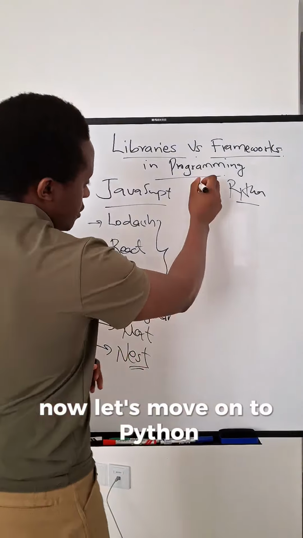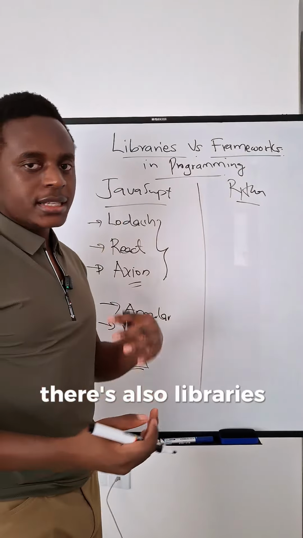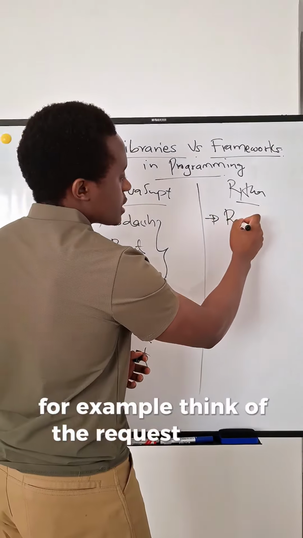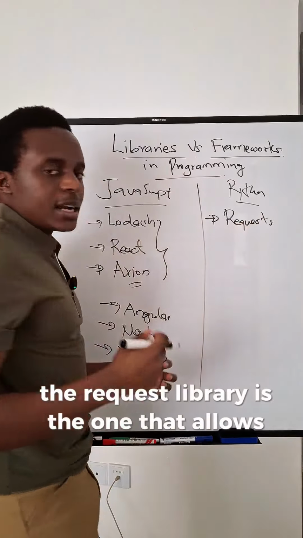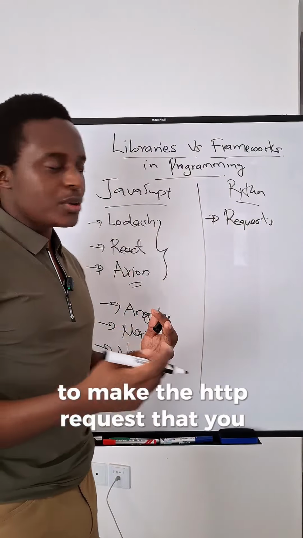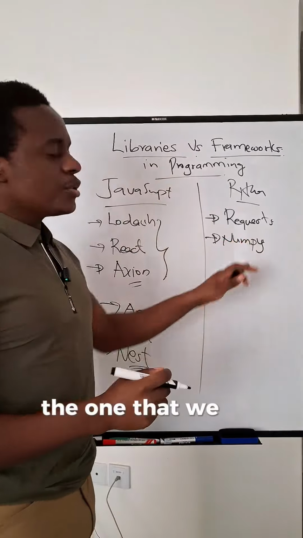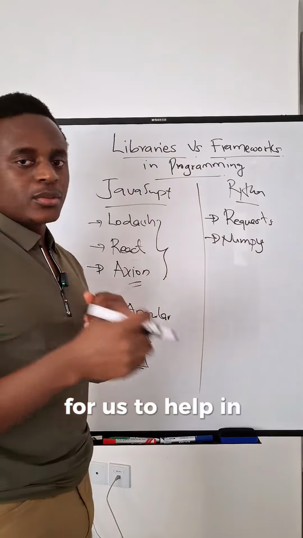Now let's move on to Python. In Python, there are also libraries and there are frameworks. In Python, the kind of libraries you can think about, for example, is the requests library. The requests library is the one that allows you, again, to make the HTTP requests that you want to make. And think of things like NumPy, the one that we use in data analysis to help in working with data.